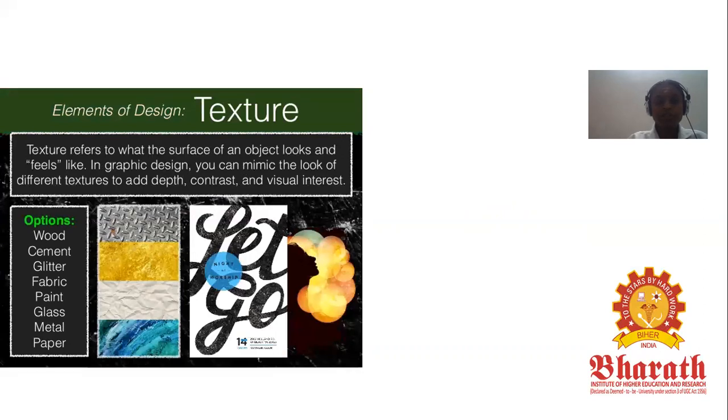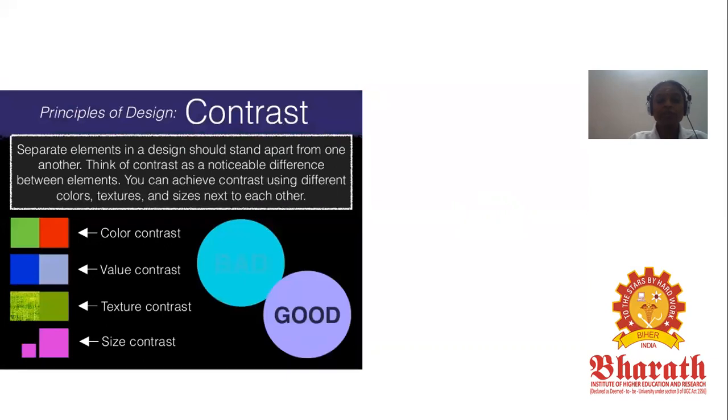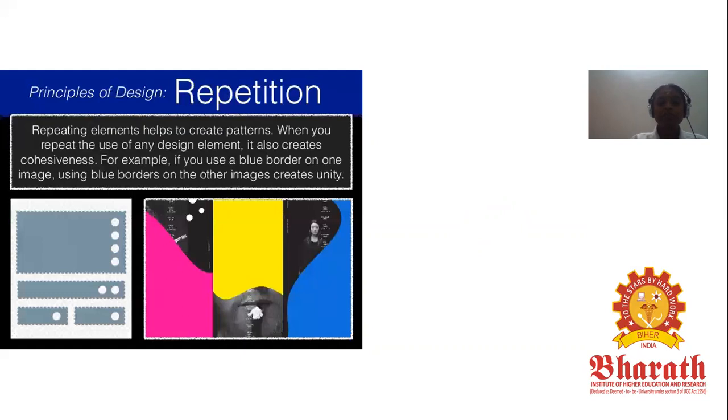The next one is texture. I told you that texture refers to the surface of the design. So you can use texture to add depth, contrast, and more. Space I also told you. Principle of contrast: contrast elements should stand apart from one another. Think of contrast as a noticeable difference between elements. You can achieve contrast using different colors and sizes. Types include value contrast, texture contrast, size contrast, and color contrast.